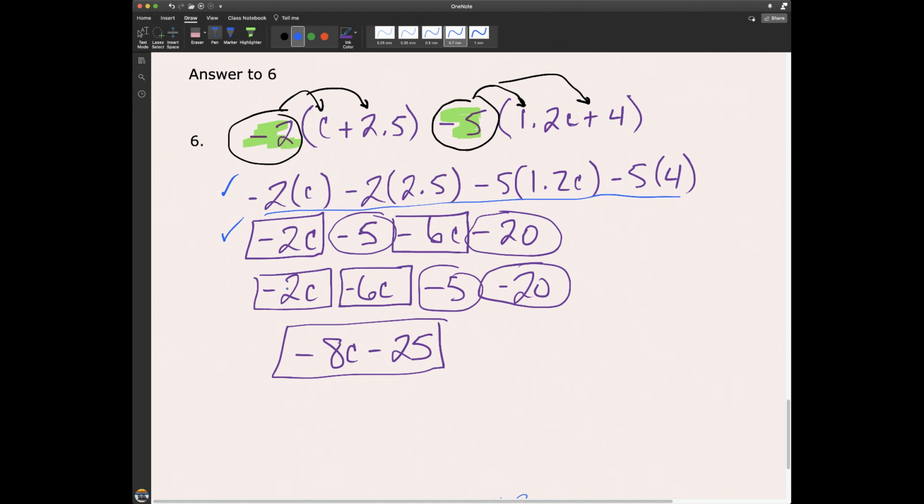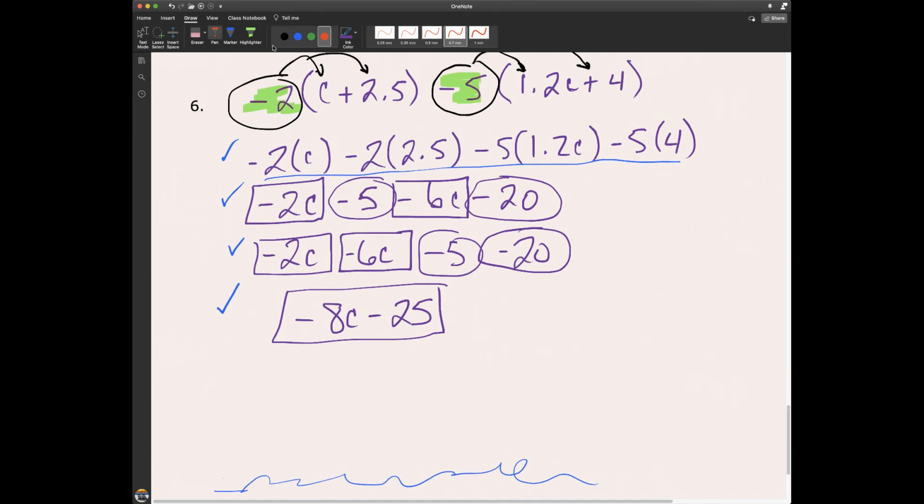I identify my like terms. I group the like terms together. I combine my like terms and I ask myself 2 questions. Are there parentheses? No. Are there like terms? No. So this is in simplest form. So I want to work this problem out one more time.